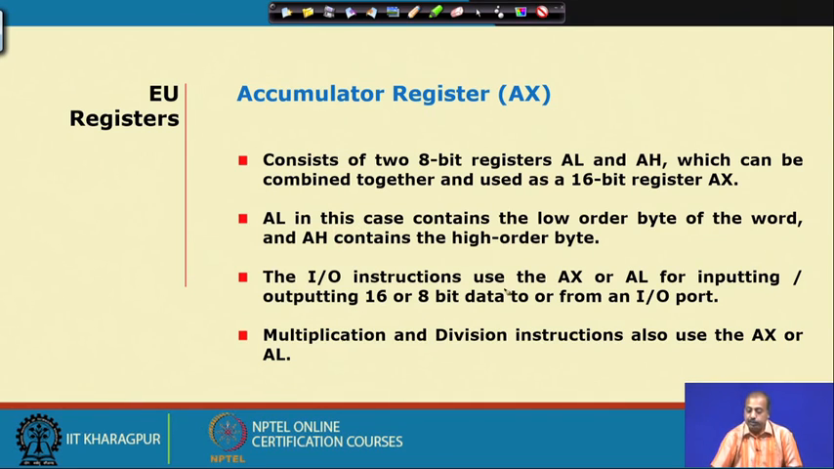Then multiplication and division also use the AX or AL. So, they can also use this AX or AL register. For 16-bit multiplication, it will be the AX register, for 8-bit multiplication we will have the AL register.